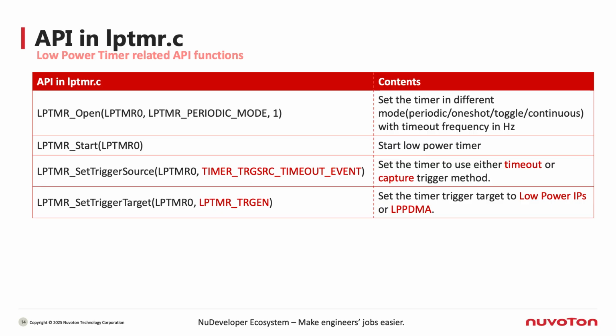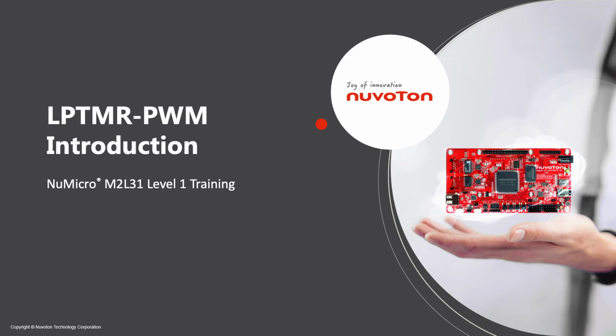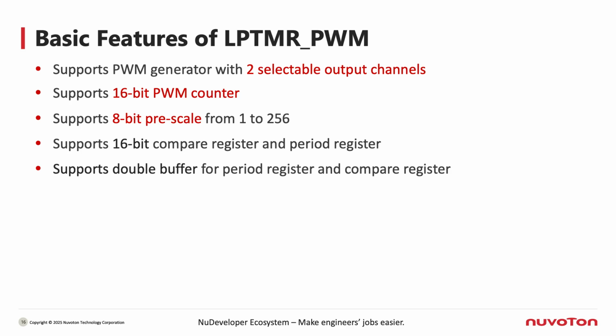These APIs make it easy to set up and control the low power timer for various low power applications. Next, we'll move on to the PWM section under the low power timer, which we will refer to as Low Power Timer PWM for short. Each low power timer PWM has two selectable output pins. It is built with a 16-bit counter and an 8-bit prescaler.